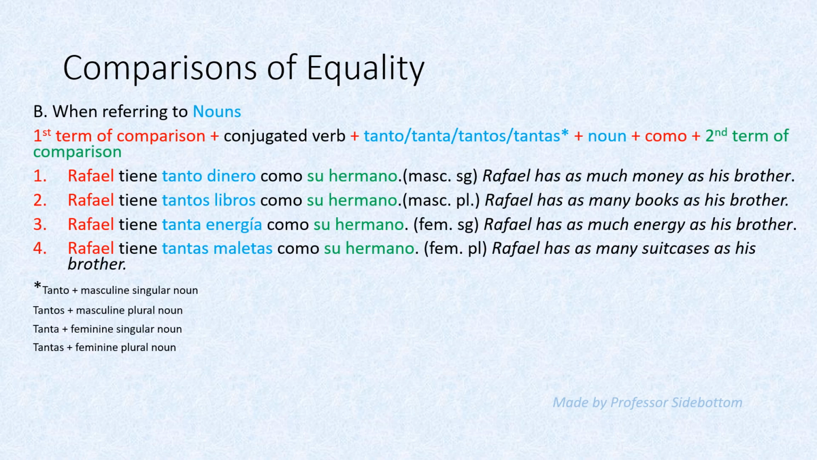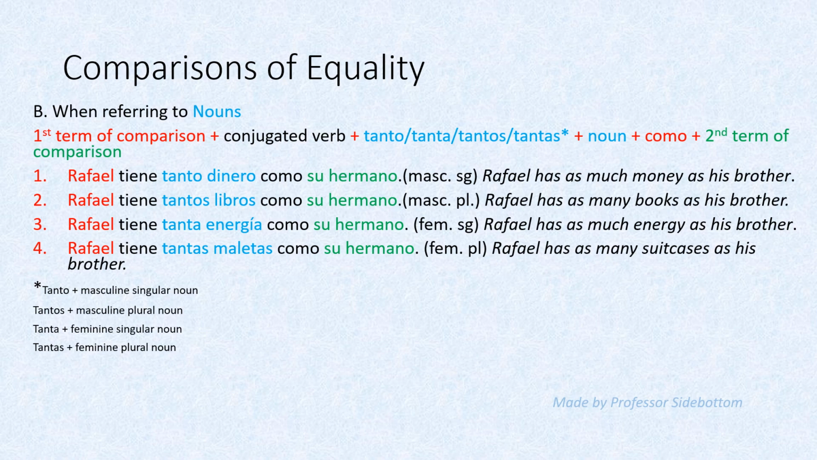Now let's talk about comparisons of equality with nouns. We follow this formula: first term of comparison plus conjugated verb plus tanto, tanta, tantos, tantas, depending on the noun, plus como plus second term of comparison. And here are some examples. Rafael tiene tanto dinero como su hermano. Rafael has as much money as his brother.